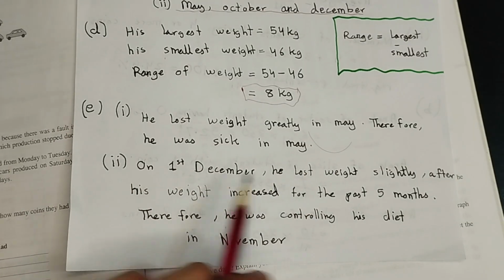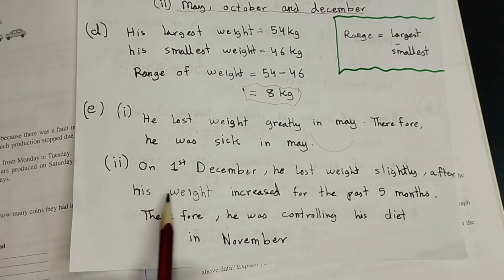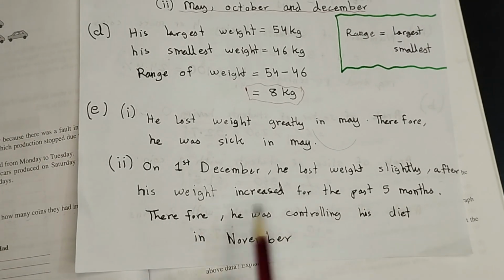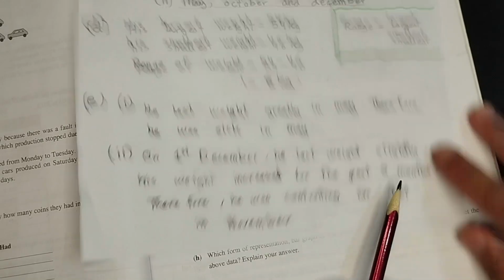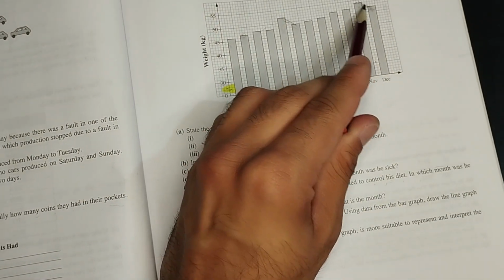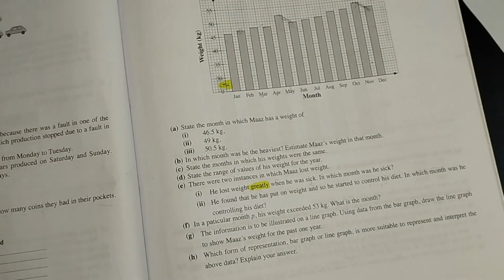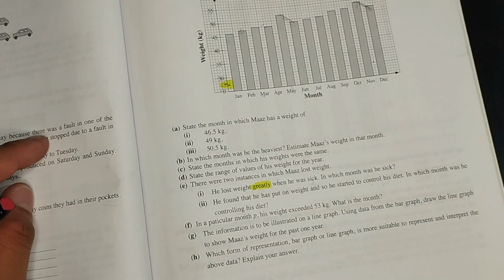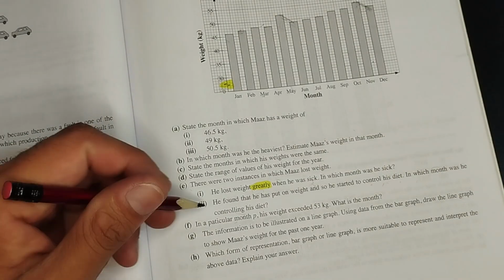And in December, he lost his weight slightly after his weight increased for the past 5 months. Therefore, he is controlling his diet in November. We see the decrease in December, yes, but that decrease happened in the previous month, right? So that's why in November, he started controlling his diet. That was question number 9, part E.